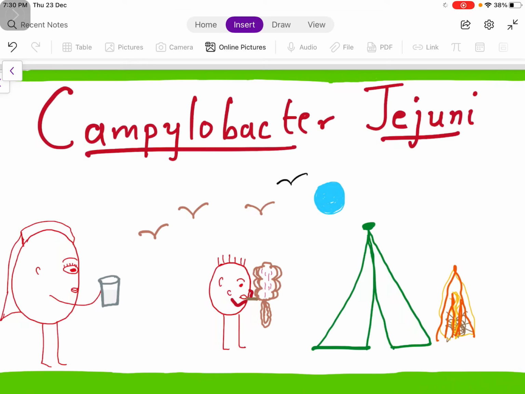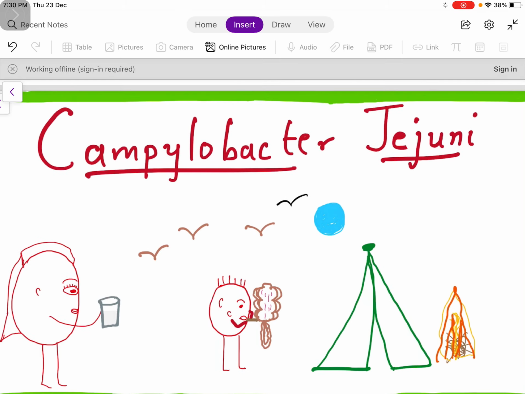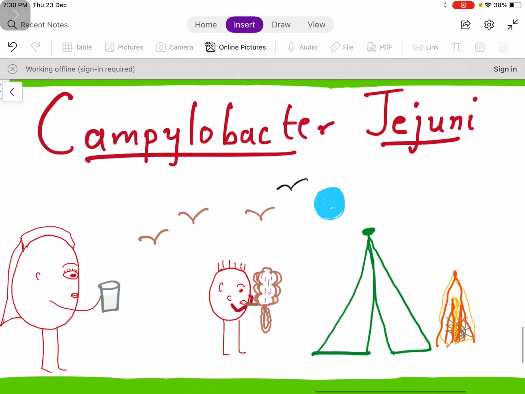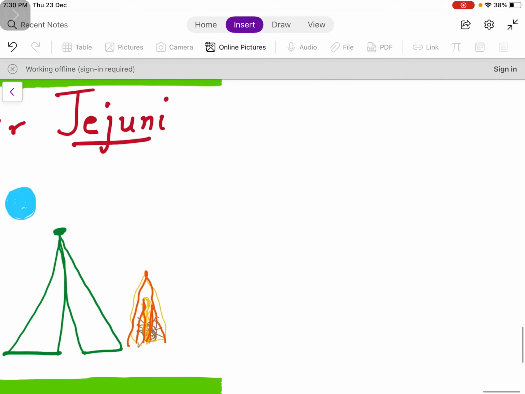Welcome to the picture mnemonic for Campylobacter jejuni. In this video, I will give you the information about Campylobacter jejuni and we will try to remember it easily with this picture mnemonic which I have drawn here. So let's first talk about the properties of Campylobacter jejuni.